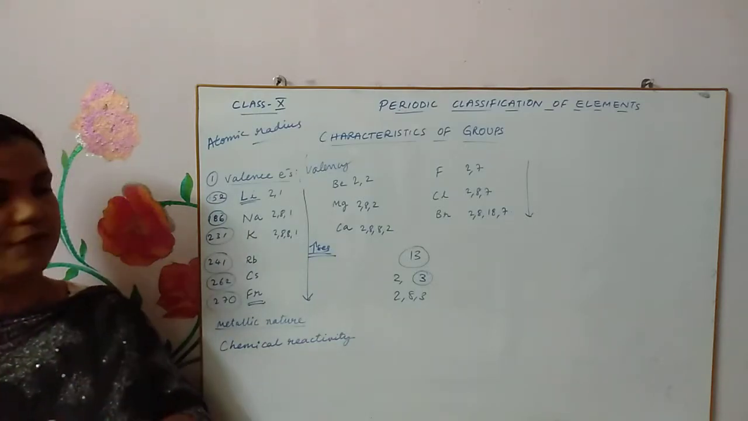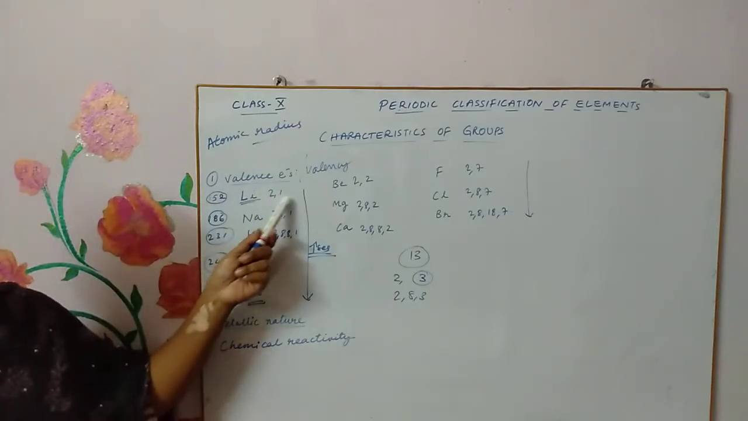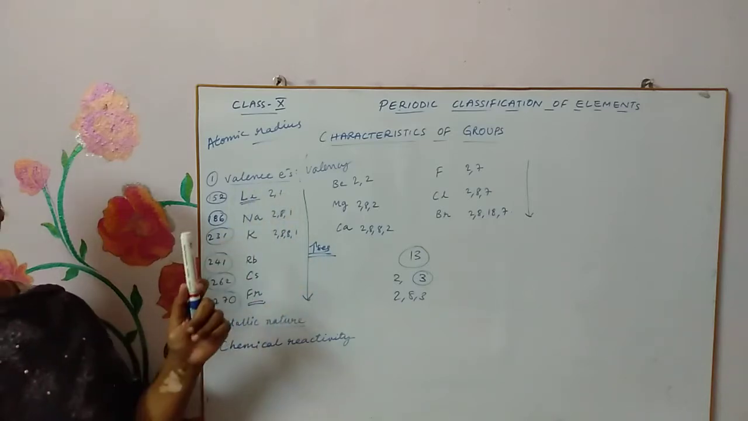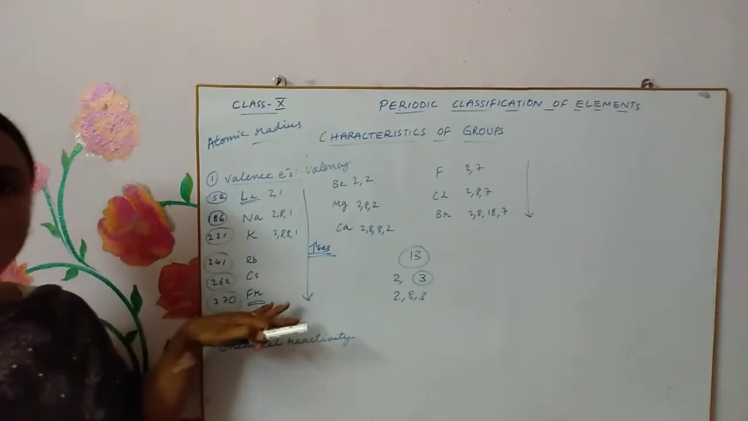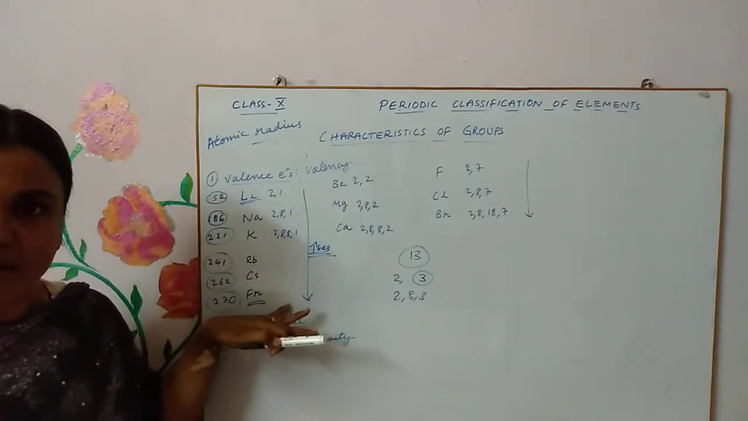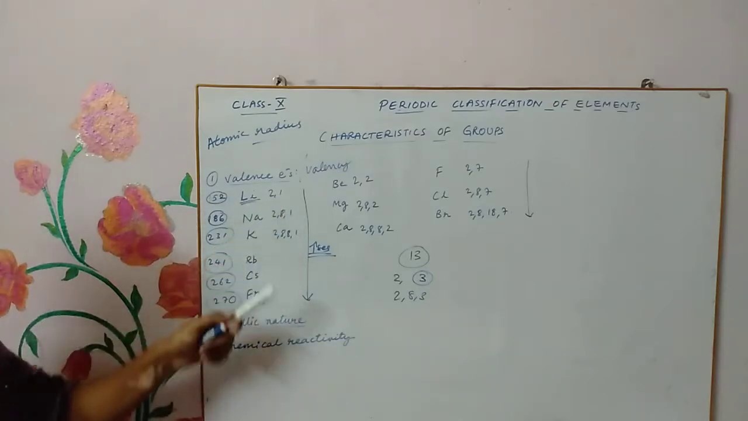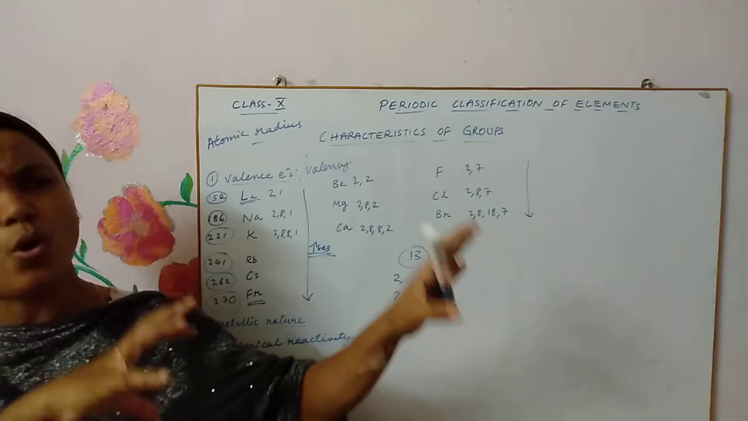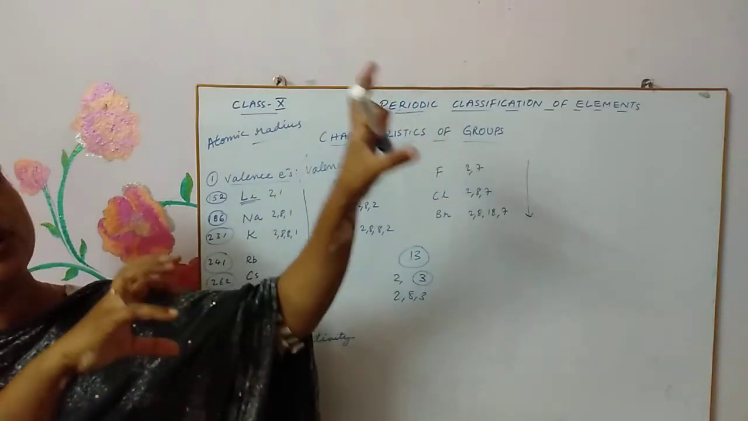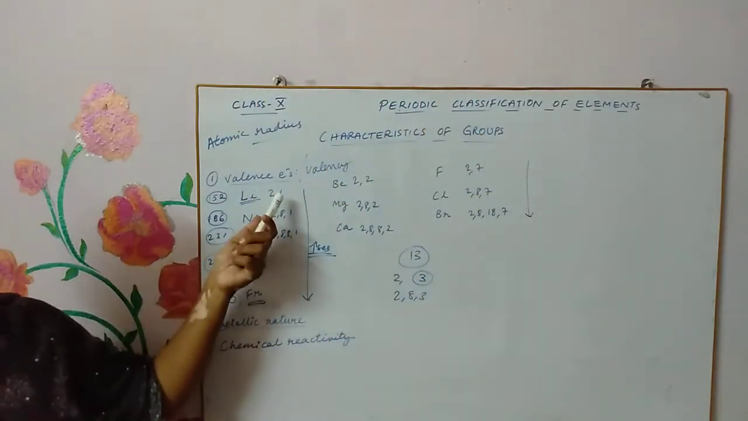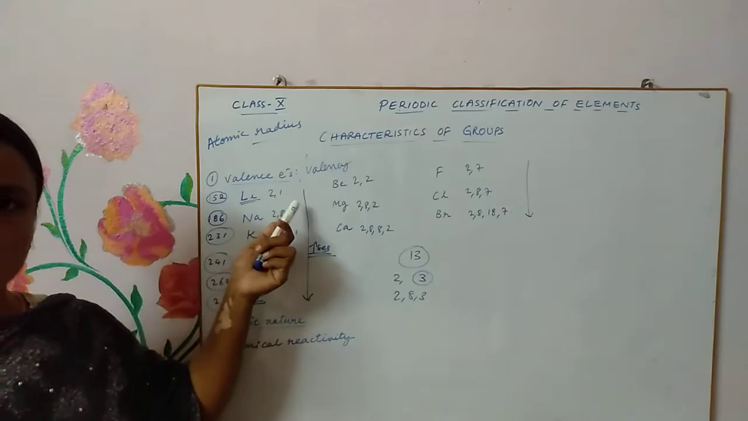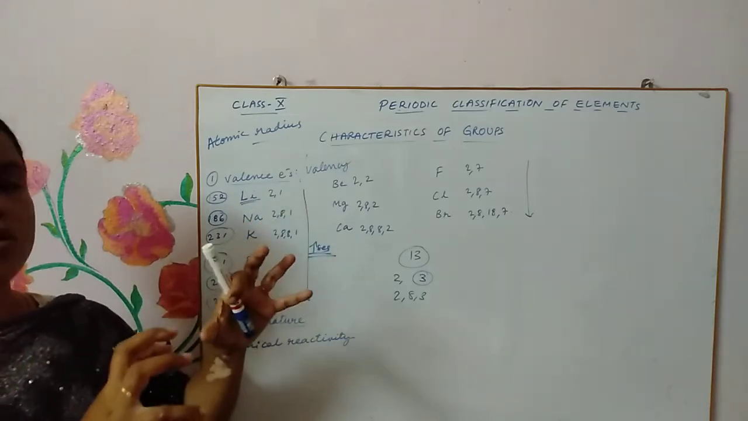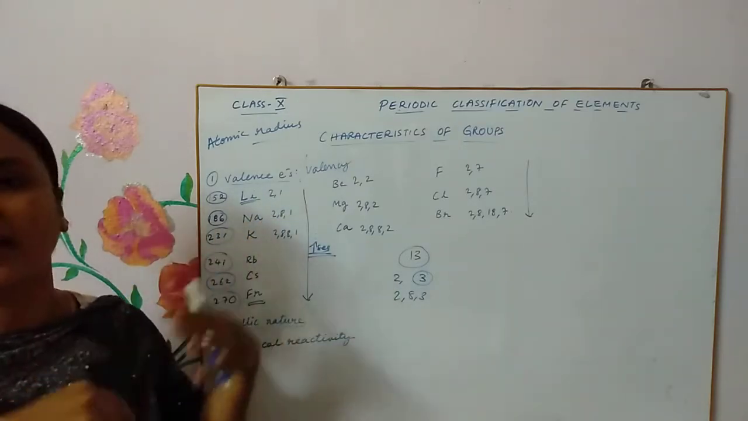I'll tell you the reason for this. You can see that here there are only two shells, K and L. When you go down, there will be more shells in francium, right? So when compared to lithium, francium will have less hold on the outermost electron. So what is valency? It corresponds to the outermost electron. Only outermost electrons can be lost or gained, right?